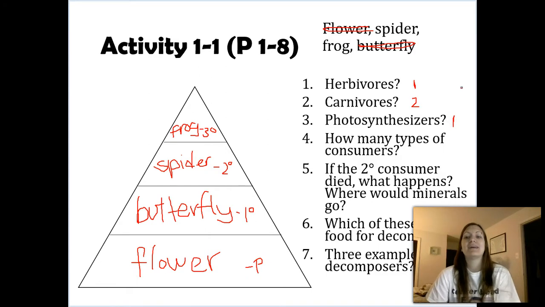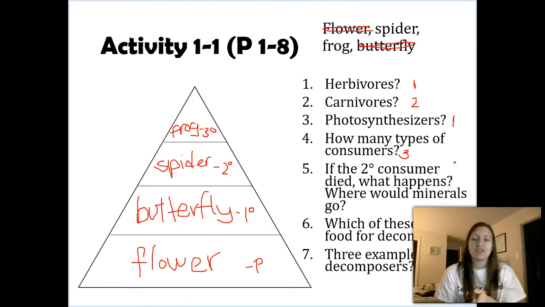Now it asks how many types of consumers we have. Well, in this case, we have 3 different types of consumers. We have a primary consumer, a secondary consumer, and a tertiary consumer. Now it doesn't ask this directly, but if it asked how many producers are there? Producers are photosynthesizers, so that's similar to question 3, but just make sure you know both of those terms. Photosynthesizers, plants, producers, all interchangeable.